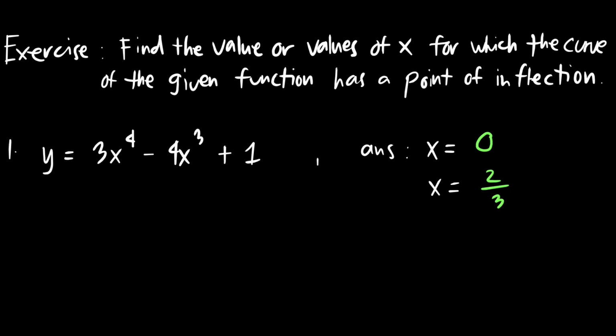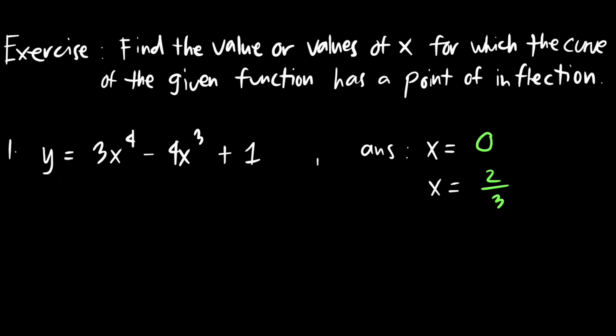So for exercise, find the value or values of x for which the curve of the given function has a point of inflection. So for number 1, y equals 3x raised to the power 4 minus 4x cubed plus 1. In order to find the point of inflection, we will have its second derivative and equate it to 0. Just as simple as that.